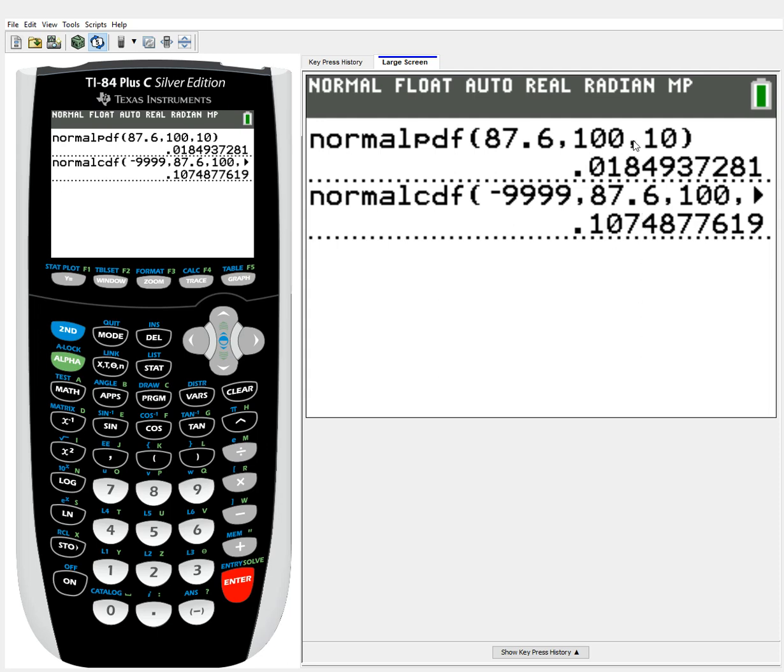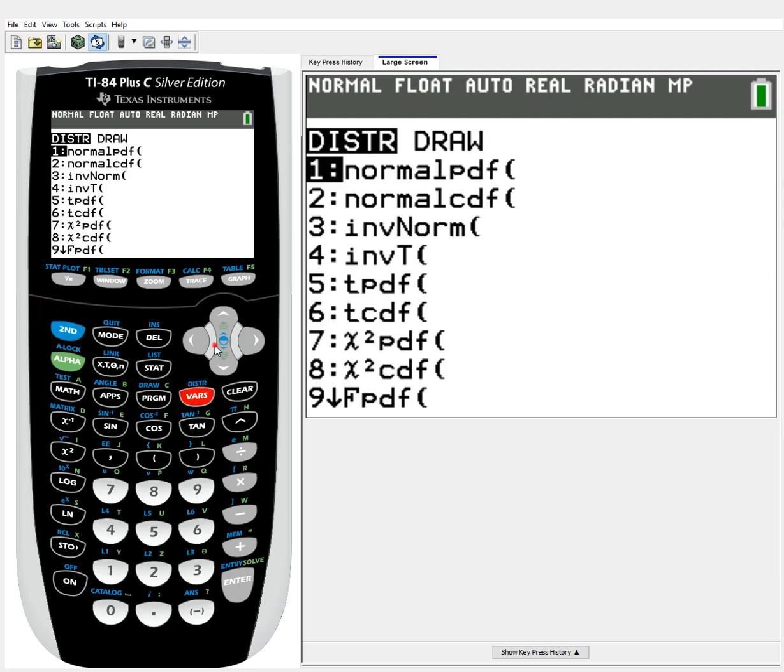0.1075 about. This is what was displayed on the previous graph. This is saying that there's 10.75% less than 87.6. All right, great. So that's dealing with normal CDF. Now, a couple other ways you can use normal CDF.